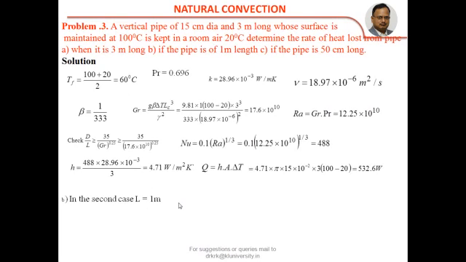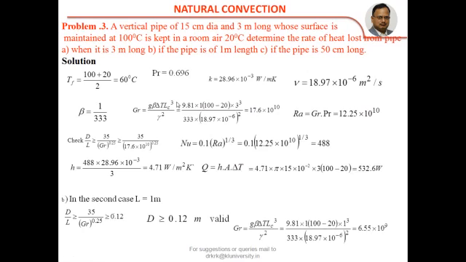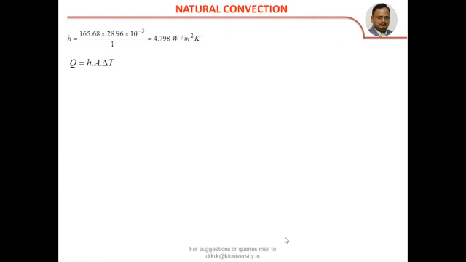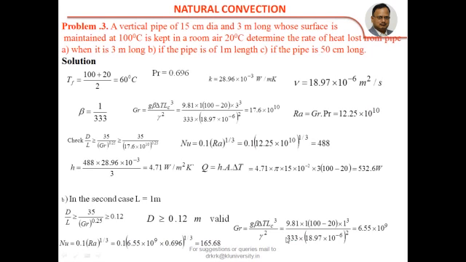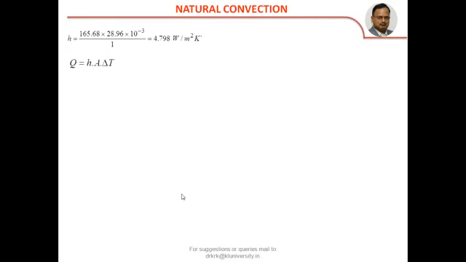Now let us take the second case of 1 meter long. Again, let us check D by L greater than 0.12. It is satisfying, it is valid, hence we use the same equation, but in this case L_c is not 3 meters, now it is only 1 meter, so Rayleigh number is 6.55 into 10 power 9, and the Nusselt number equation is same, 0.1 Rayleigh number to the power 1 by 3, it is 165.68, and h value is 4.798, whereas here it is 4.71. So Q is hA delta T equal to 180.8 watts.